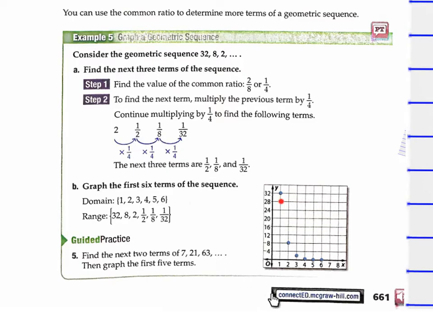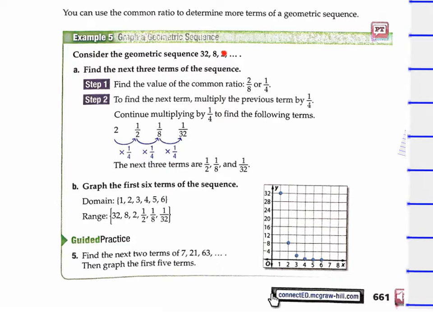It's going to produce this graph, and a geometric sequence is not a line like an arithmetic one was. Right here, a geometric sequence is kind of like an exponential decay function. It started off as 32, it decays. It decays by what? By that common ratio. And what was that common ratio? That common ratio is 1/4, right?